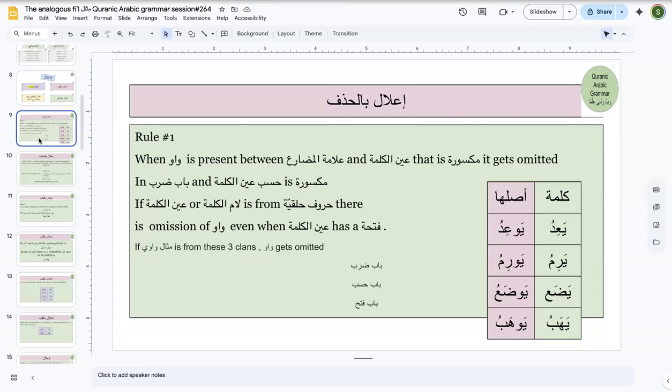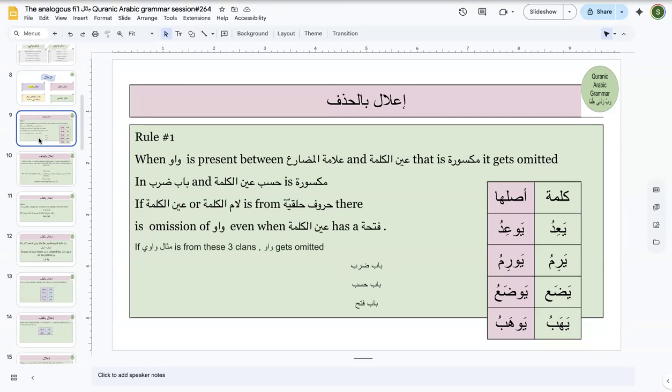When waw is between alamatul mudare and ain, that ainul kalima that has a kasra, the second root letter that has a kasra, when it is sandwiched between alamatul mudare and a letter written with a kasra, it gets omitted because it feels very uncomfortable. It says, I'm not compatible with kasra. I'm going to go. I'm dropping.